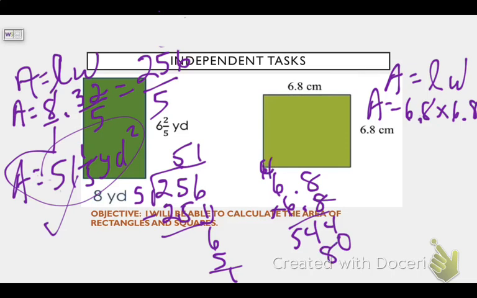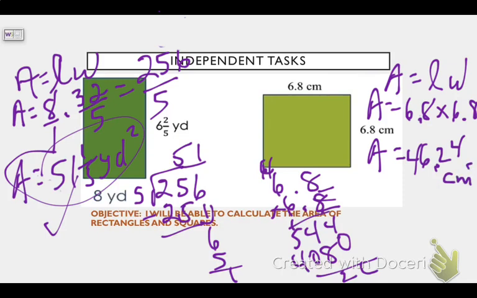Carry the 4. 36 and 4 is 40. And our answer is, we're going to have a problem getting it in there, aren't we? So we got a 4 at the end. 8 added to 4 is 12. Put that up there. We carry the 1. 5 plus 1 is 6. And 4 is there. We have 2 decimal places right here. And our answer is 46 and 24 hundredths centimeter squared. Boy, that is one ugly square.